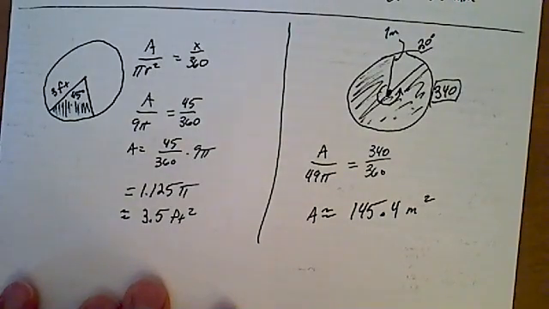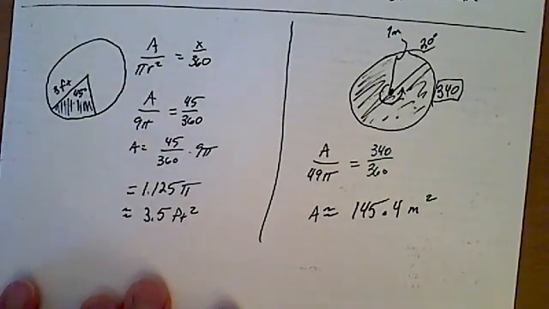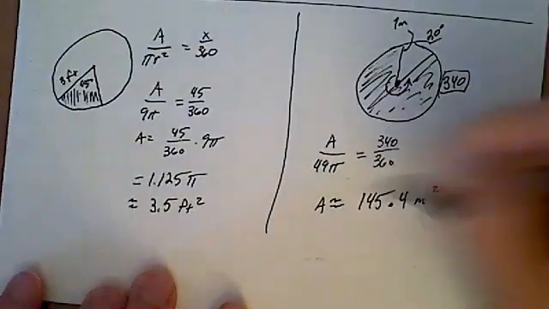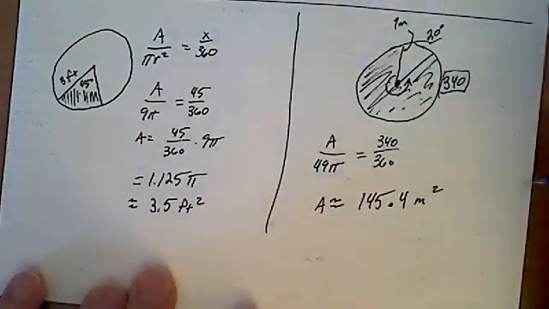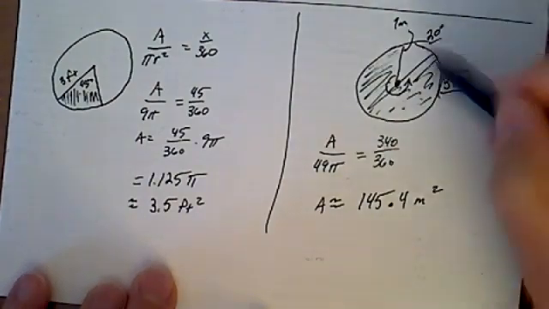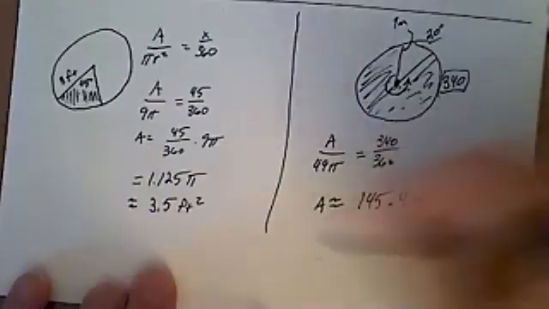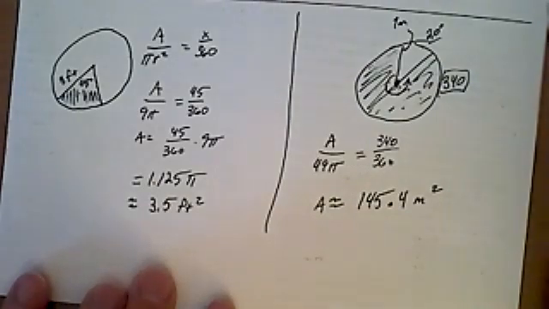Again, we might ask ourselves, does that make sense? Well, 49 pi is 153, 154, it's almost 154. 145 seems like about, a little bit less than that, right? So it should be good.